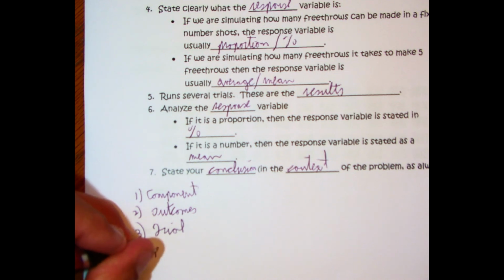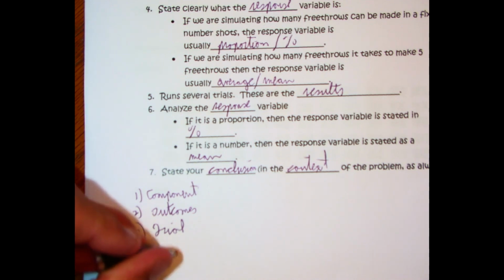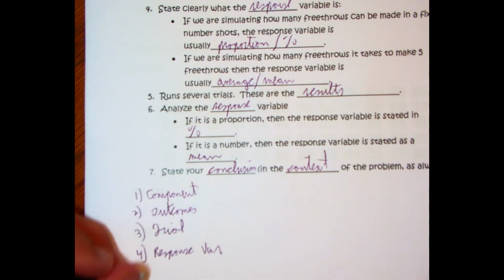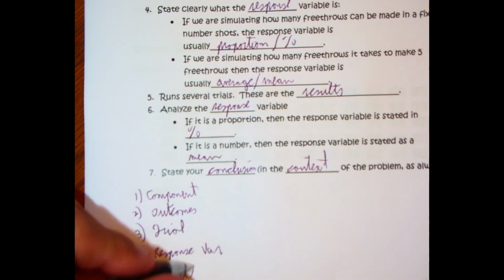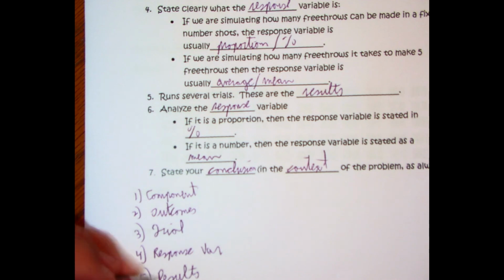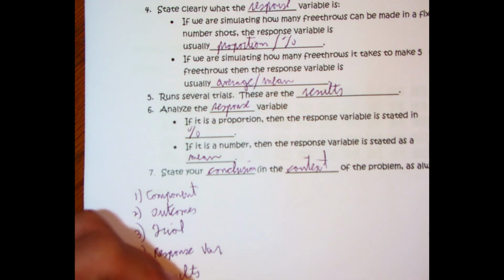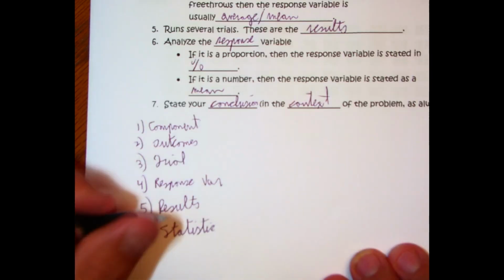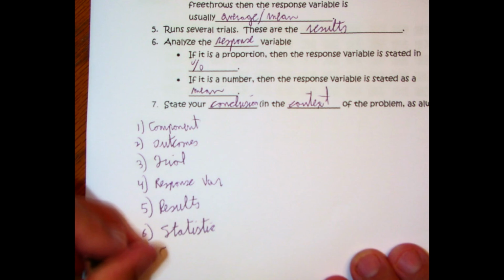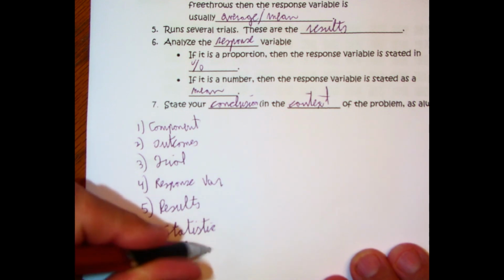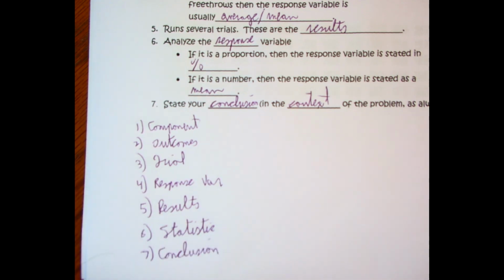Then you're going to do your response variable. You're going to identify that. The results. You're going to show those. Then you've got to use your statistics. Okay, and that's going to be either a percentage or a mean, and lastly is your conclusion. Those are the 7 steps to doing a simulation on your AP test.